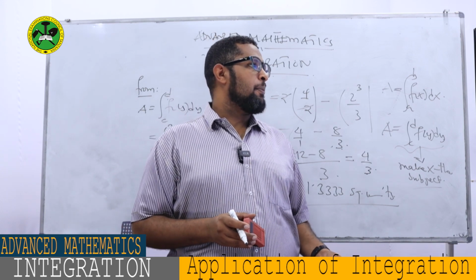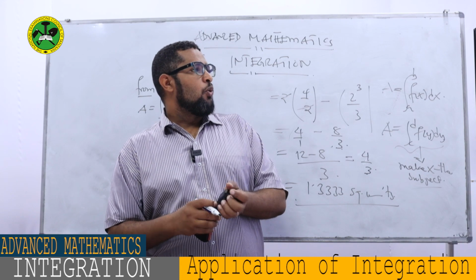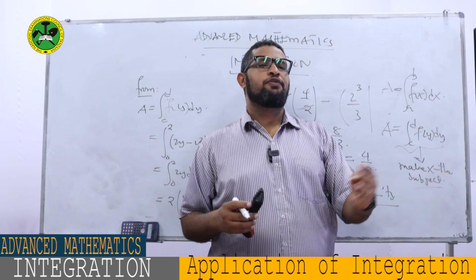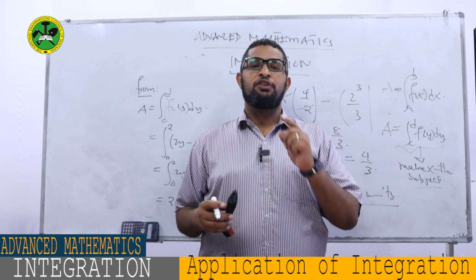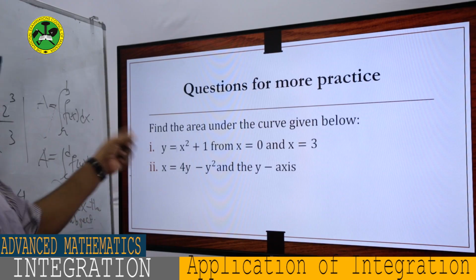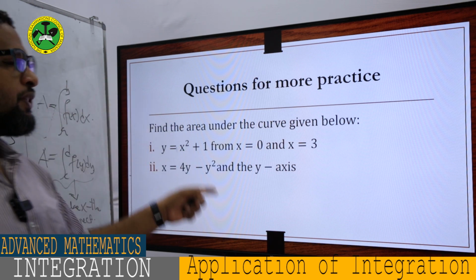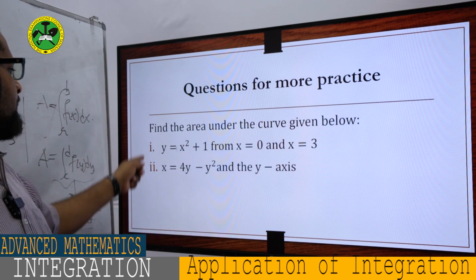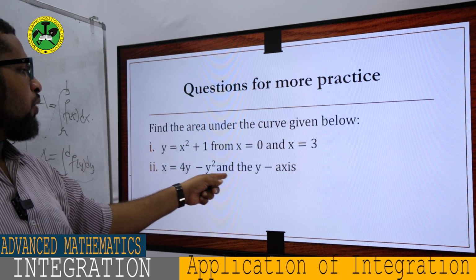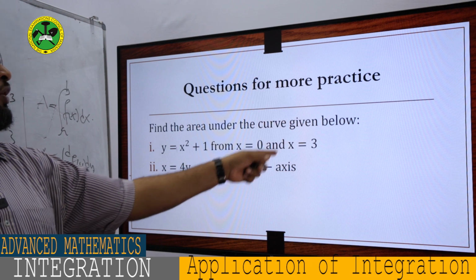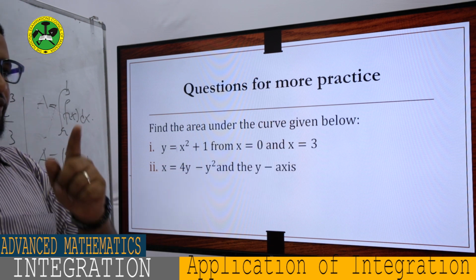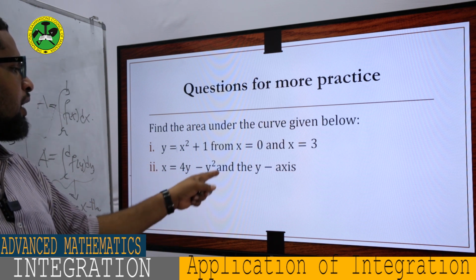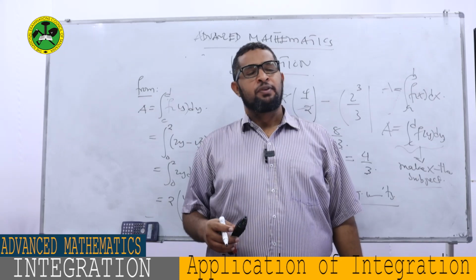Now, to wind up, here we have questions for more practice. I know you have plenty of time staying at home, so don't take that time for granted. Take these questions and work on them. Find the area under the curves given below. Roman number 1, y equal to x squared plus 1 from x equal to 0 to x equal to 3. That is question number 1. Number 2, x equal to 4y minus y squared and the y-axis.